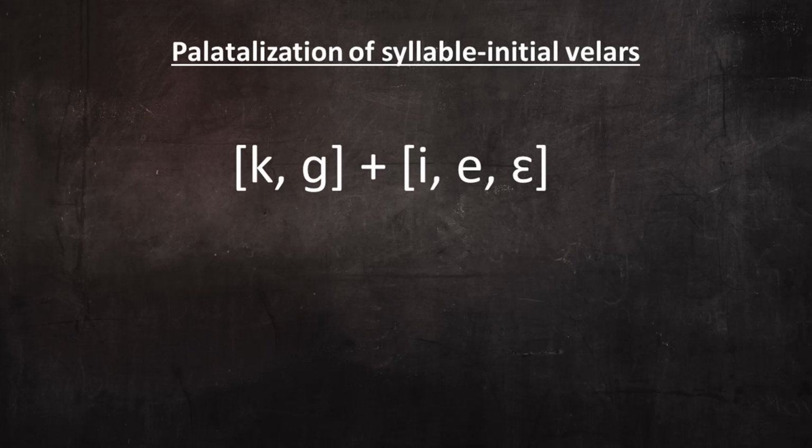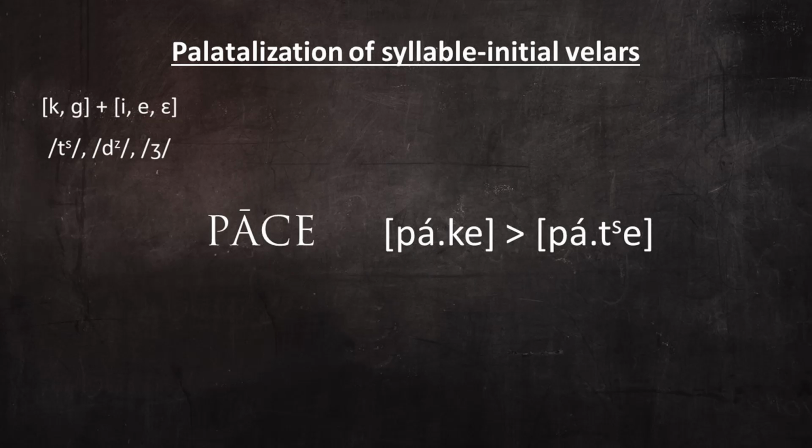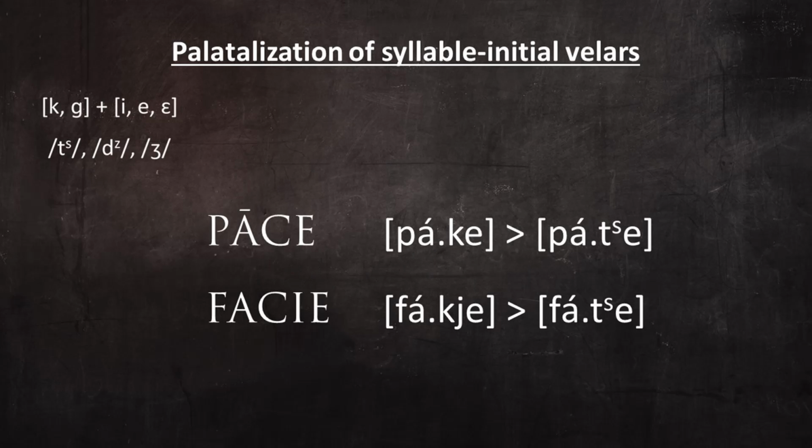Palatalization of syllable initial velars. In spoken Latin, when k and g were followed by any of the front vowels, they became palatalized and contributed to the emergence of the Old Spanish phonemes ts, z, and j. So que in this word generated the same consonant as kie in this word, with paque becoming patse and facie becoming fatse.